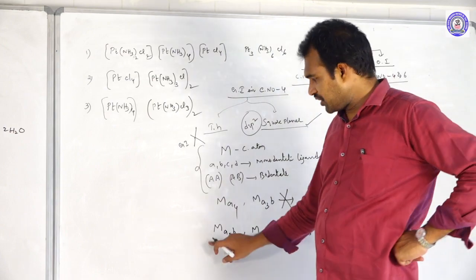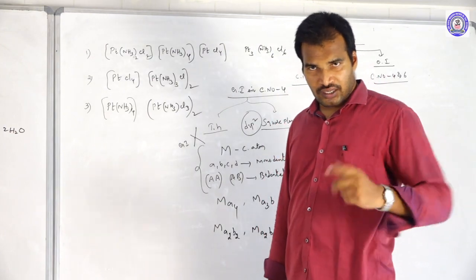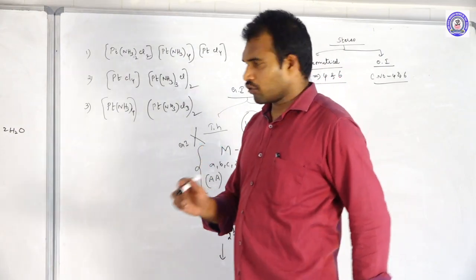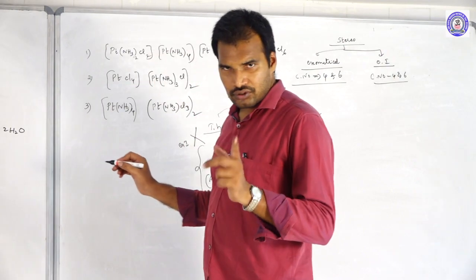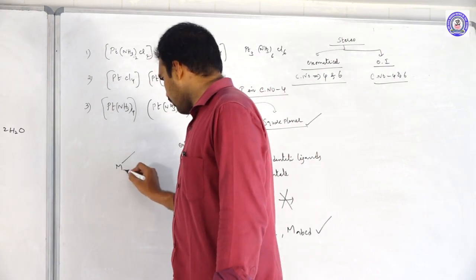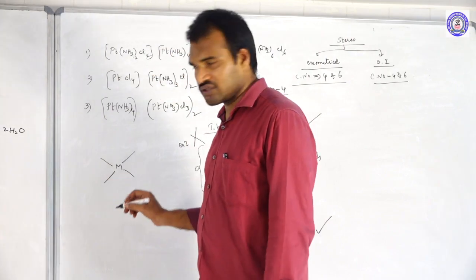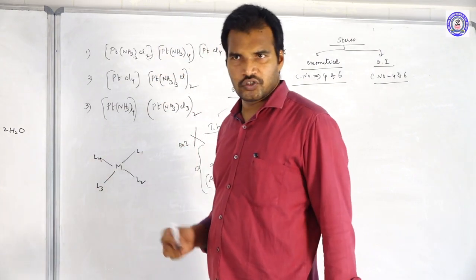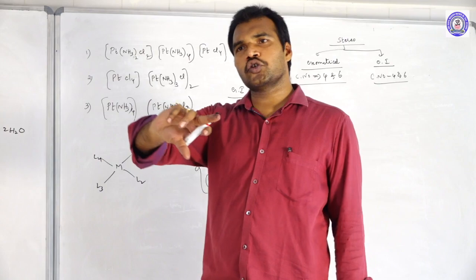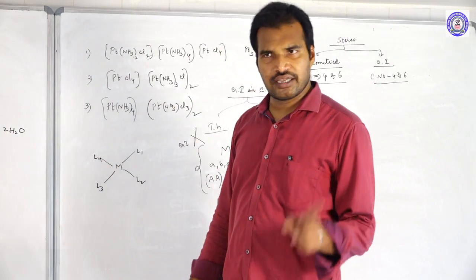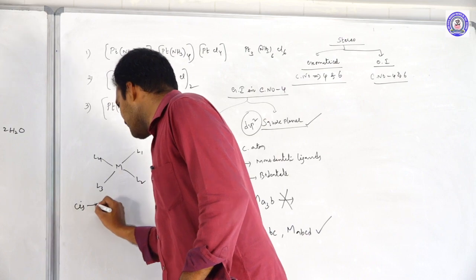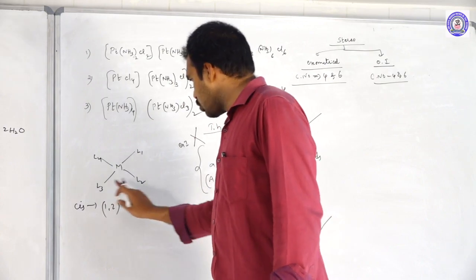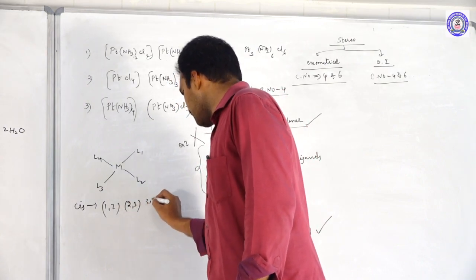Then how many geometrical isomers do they show? For MA2B2, always first, in case of square planar complexes, we should know what are the cis locations and what are the trans locations. This is L1, this is L2, this is L3, this is L4. Cis means any two adjacent positions. So now write all cis positions. 1, 2 is one cis position. Next 2, 3. Next 3, 4.